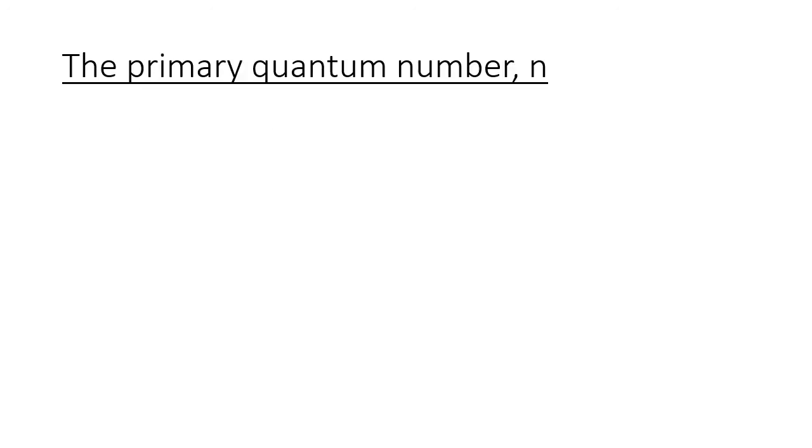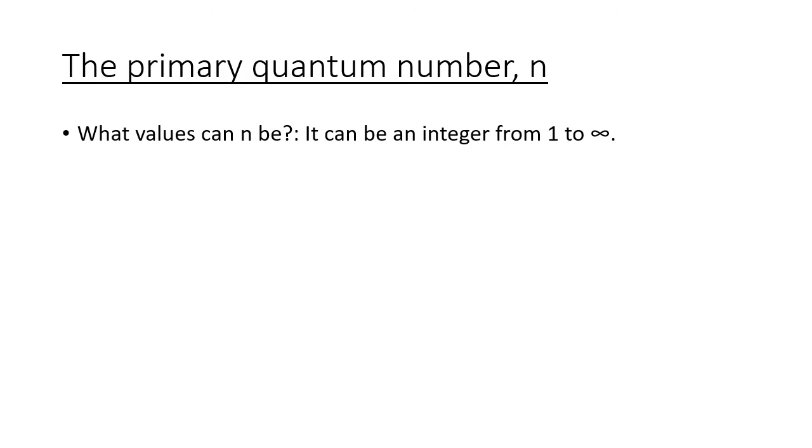The first quantum number is called the primary quantum number, and it is given the symbol lowercase n. That relates to the energy level that was shown in the Bohr model. What values can n be? n can be any integer from 1 to infinity. So n could be equal to 1, 2, 3, 4, 5, 6, and so on. The highest number that we're generally going to see for an n value is 7.